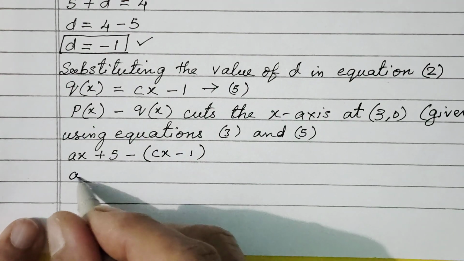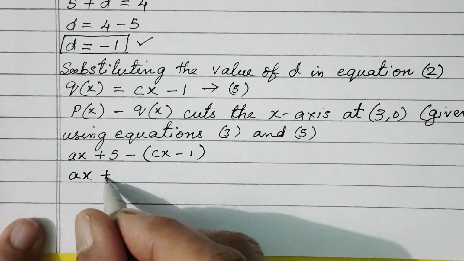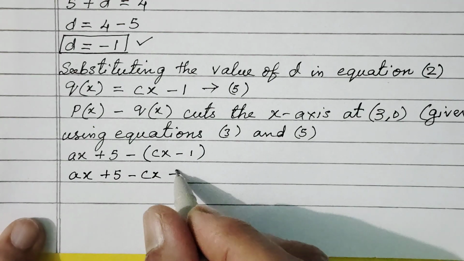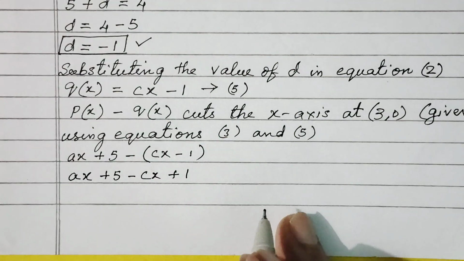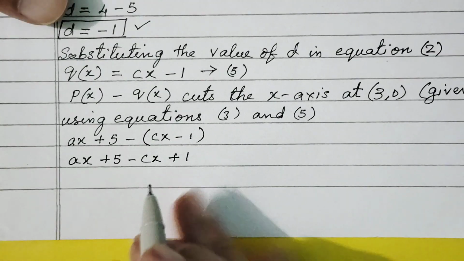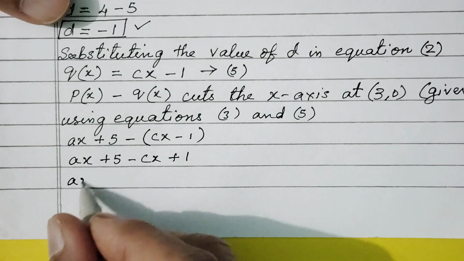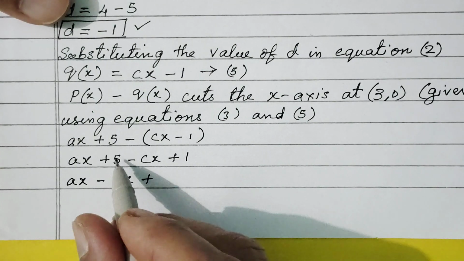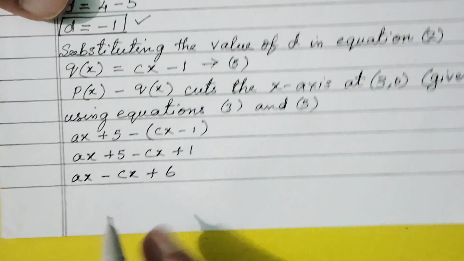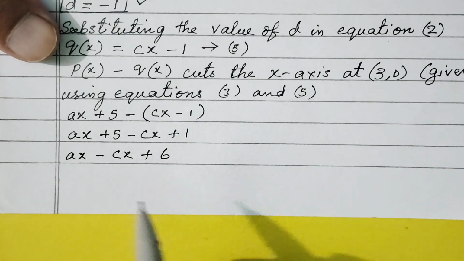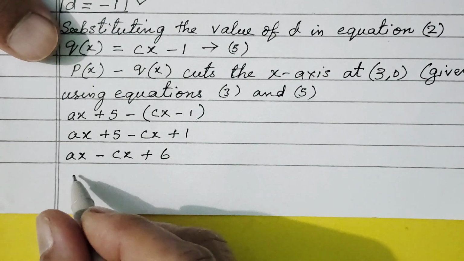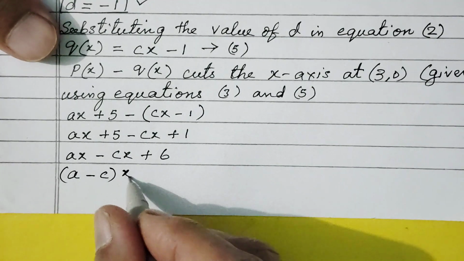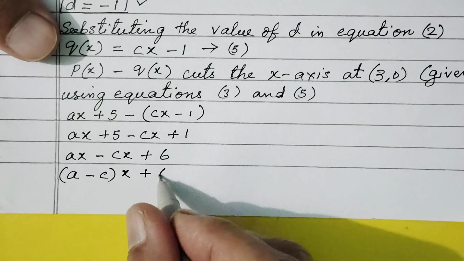So ax plus 5, if you open the bracket, I'll get minus cx plus 1. So here ax minus cx plus 5 plus 1 is 6. Here a common factor is x, so we get (a minus c) times x plus 6.